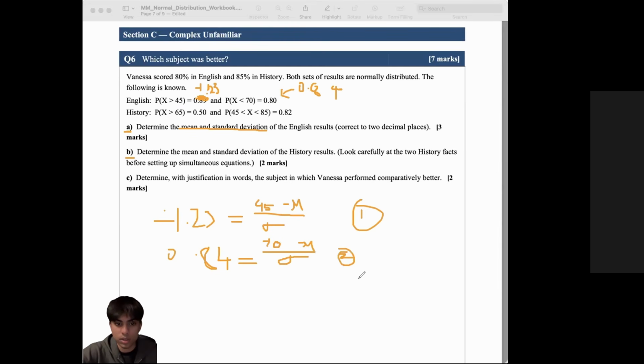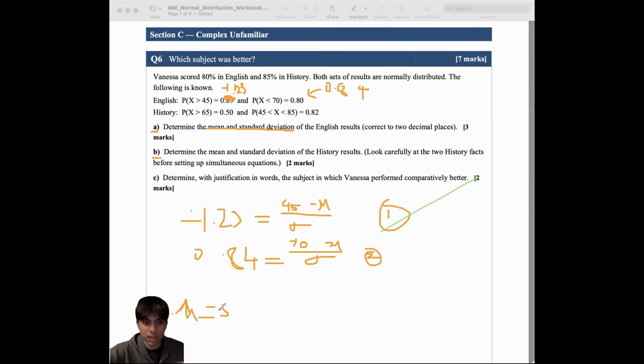And now is when we sub in these two equations through simultaneous equations. You can rearrange the standard deviation onto one side and then divide one by the other. That's one way of solving it. Or you can just sub one whole equation into the other equation. Sometimes you will get a mathematical error, and if you do get that mathematical error, just try rearranging it a different way to use simultaneous equations.